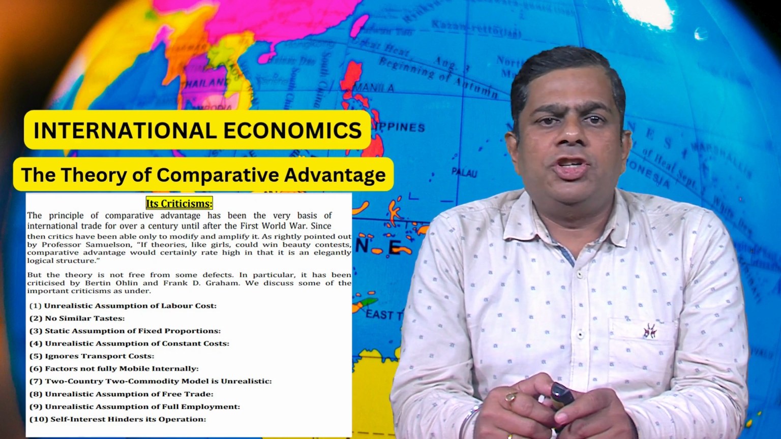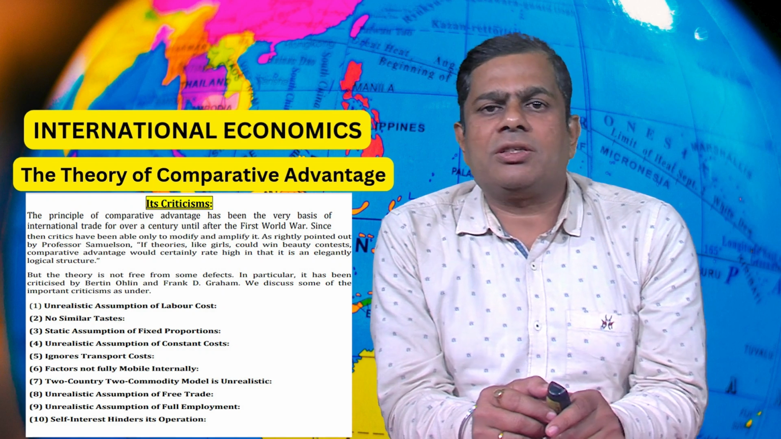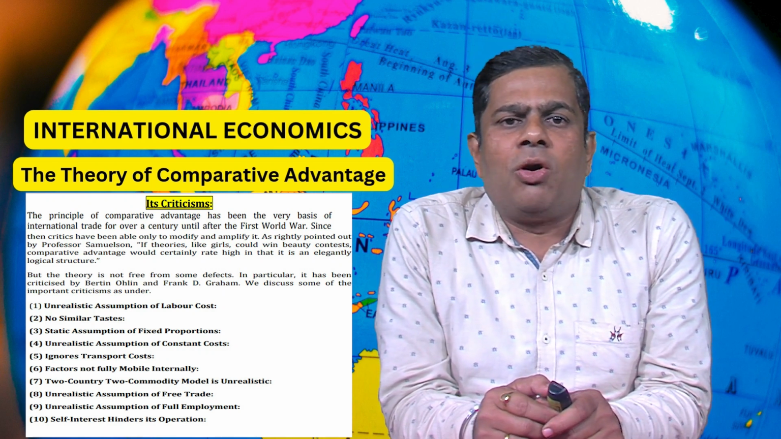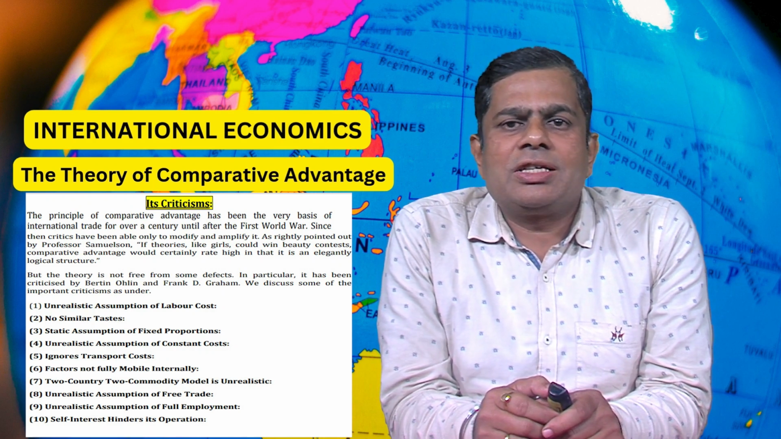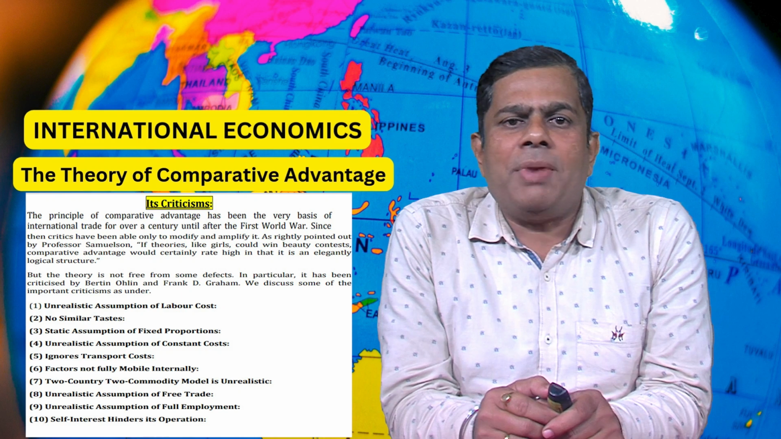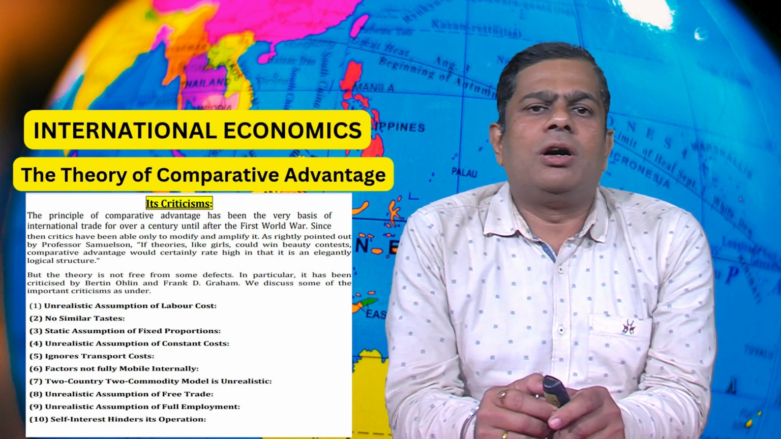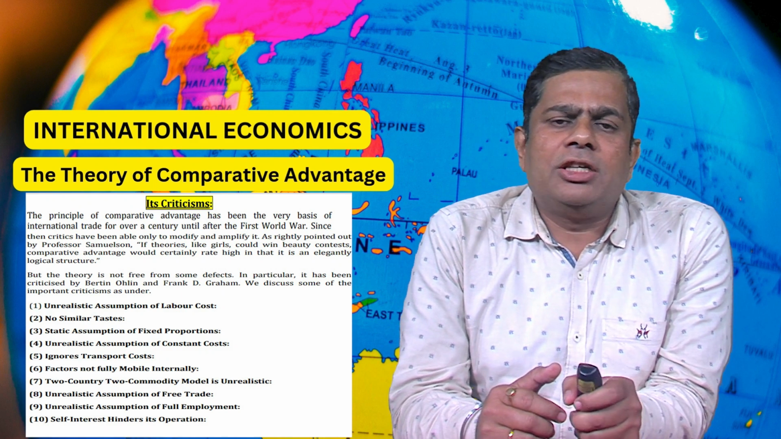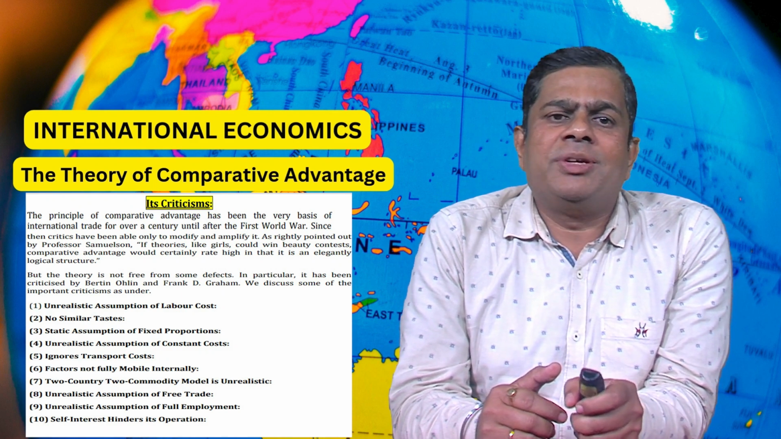But the theory is not free from some defect. In particular, it has been criticized by Bertil Ohlin and Frank D. Graham. We discuss some of the important criticism as under. So, these are the following grounds where the Ricardian theory of comparative cost advantage has been criticized.